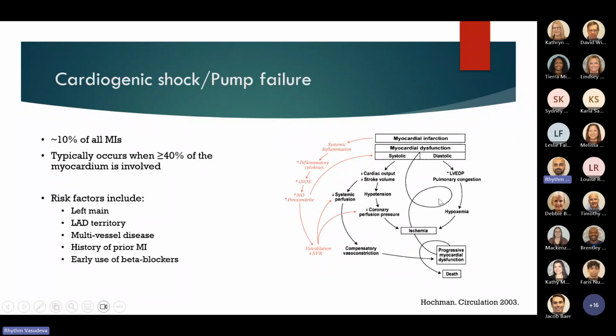So once you enter the cycle, you almost definitely need some kind of mechanical intervention with a balloon pump or an impeller.